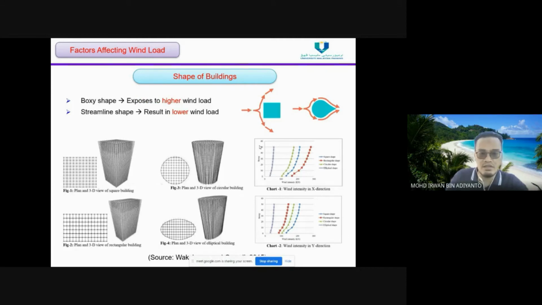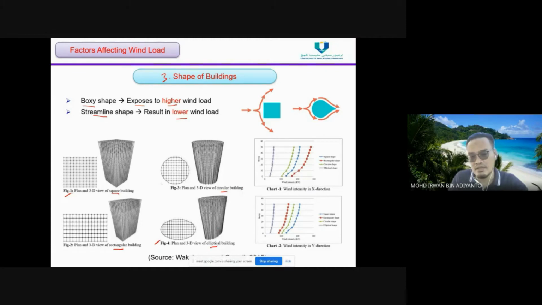And factor number 3 is the shape of the buildings. We can see here that the boxy shapes and the streamline shapes give different responses to the wind load. Boxy shaped buildings are exposed to higher wind load, while the streamline shape will result in lower wind load. We can see here in figure 1 up to figure 4. This one is a boxy shaped building with a square plan. This is a boxy shaped building with a rectangular plan, and this one is the circular and elliptical building.